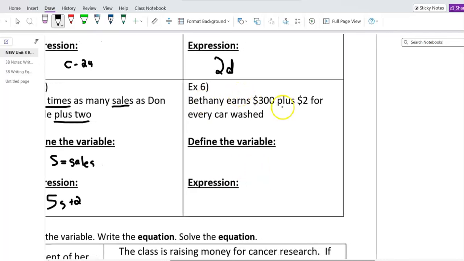And number 6: Bethany earns $300 plus $2 for every car washed. So in this problem, we're looking at cars washed, so this is going to be C for cars. Every is another keyword that tells us to multiply. So 300 plus 2 multiplied by the cars. So 300 plus 2C.